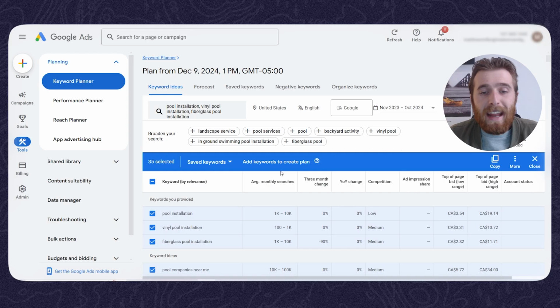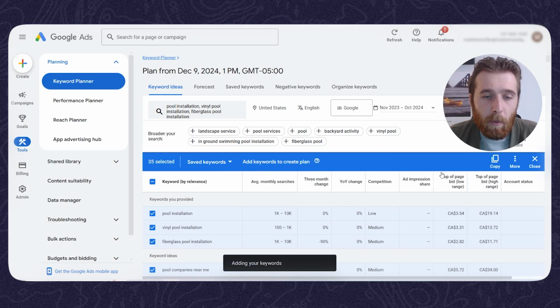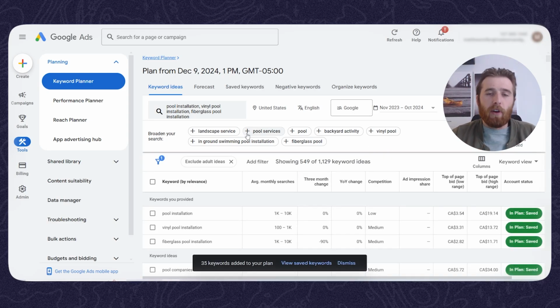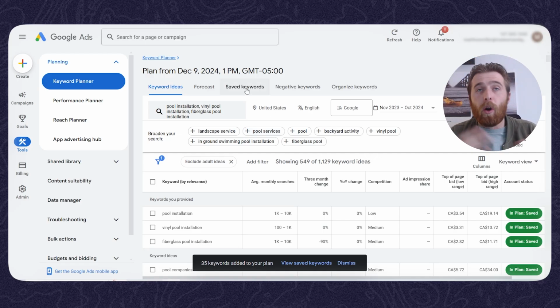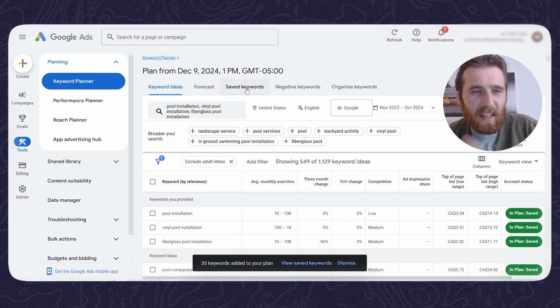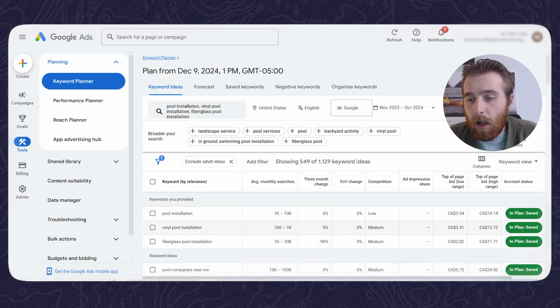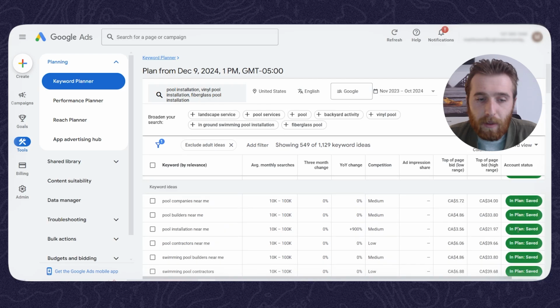Now what we're going to do is hit add keywords to create plan. And what this is going to do is essentially create a list of all the keywords that we're able to download. And this is going to be great because now we can organize the keywords normally in an Excel file or a Google Sheet. I like Google Sheets just because it's easier. And as you can see, all of our keywords are now in the actual plan section.